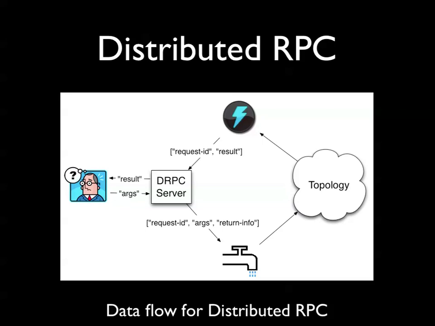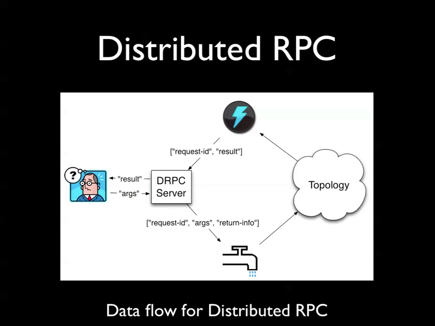All right, so now I want to talk more about distributed RPC, which I'll just refer to as DRPC from now on. The idea behind DRPC is that you have some function that you want to execute on the fly, but it's too intense for a single machine, so you want to parallelize it across a Storm cluster. So the data flow for DRPC looks like this. You're on the left, and you have some function you want to execute, and you have some arguments to that function. There's a server called the DRPC server, and Storm comes with an implementation of this. You tell the DRPC server, here's the function I want to execute, and here are the arguments.